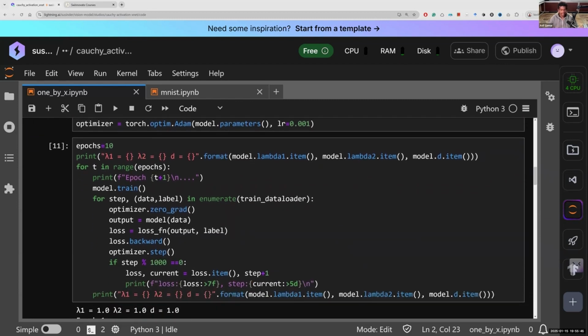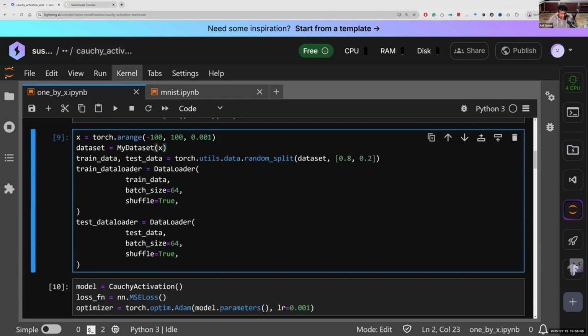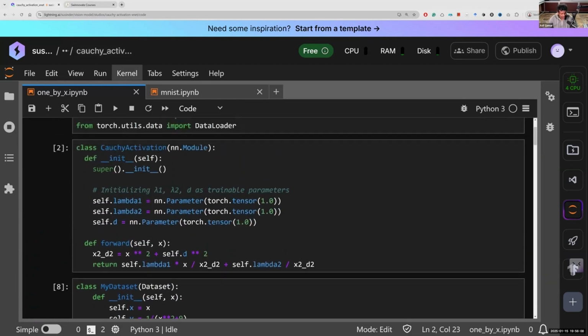So what I'm going to show here is, we initialize with lambda 1, lambda 2, and d as 1, 1, 1. And then after the training, I'm just going to run it for 10 epochs. At the end of the training, we want this to approximate 1 by x squared plus 9. So if you go back to the function, we need lambda 1 to be 0, lambda 2 to be 1, and d squared should be 9. So we want d to be 3.